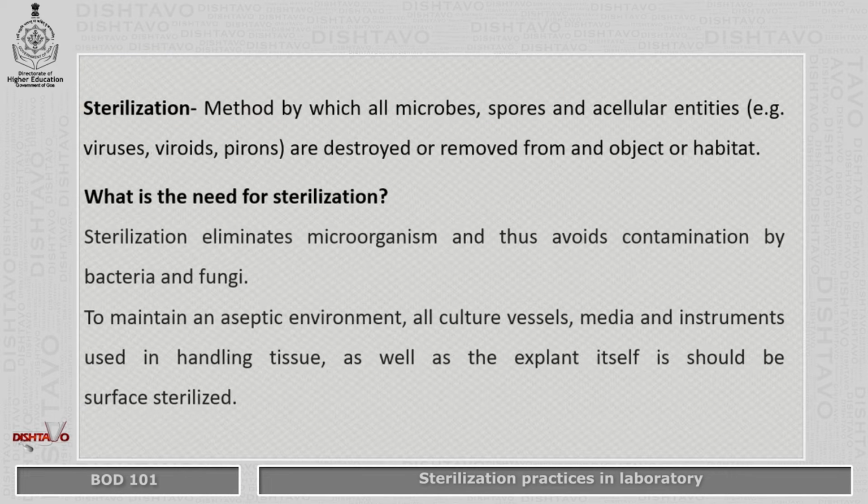So now, what is sterilization? This is a method by which all the microbes, spores and acellular entities, which include viruses, viroids and prions, are destroyed or removed from an object or a habitat. So why is there a need for sterilization? Sterilization eliminates microorganisms and thus avoids contamination by bacteria and fungi. To maintain an aseptic environment, all culture vessels, media and instruments used in handling tissues, as well as the equipment and the explant, should be surface sterilized.